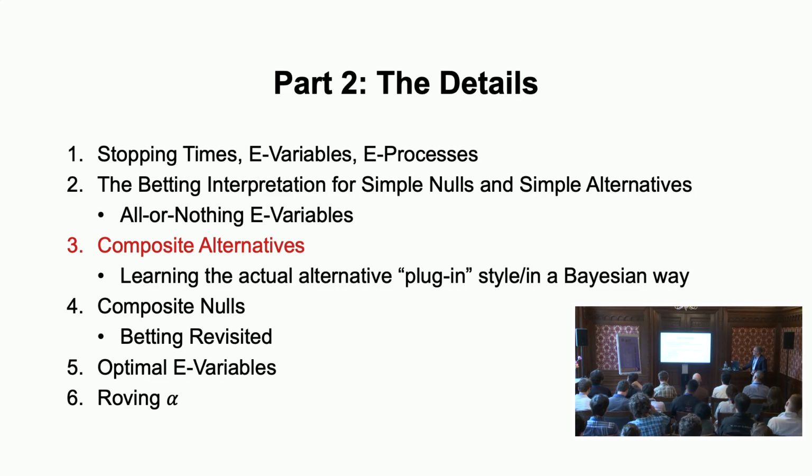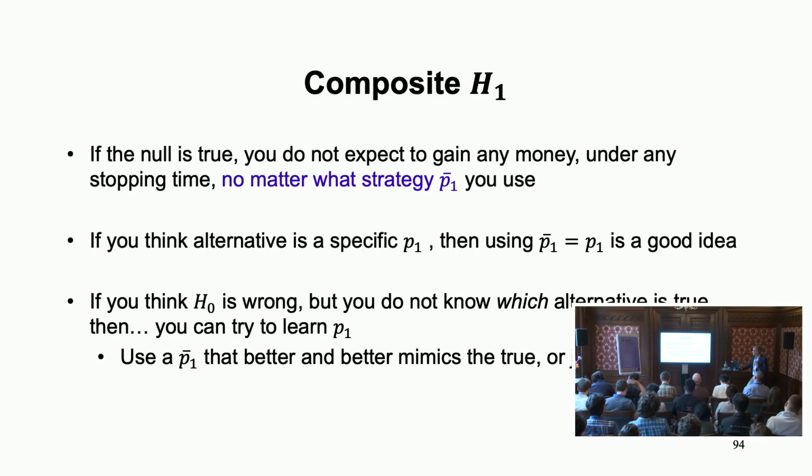So now let's make this a little bit more realistic. What if we have composite alternatives? Now we think maybe our casino is biased, maybe we can get rich, but we don't know how. Maybe red is more often there than black, or maybe black more than red, we don't know. So we somehow want to learn this. How can we do this? One thing to do is to use a distribution that better and better mimics the truth by trying to learn it.